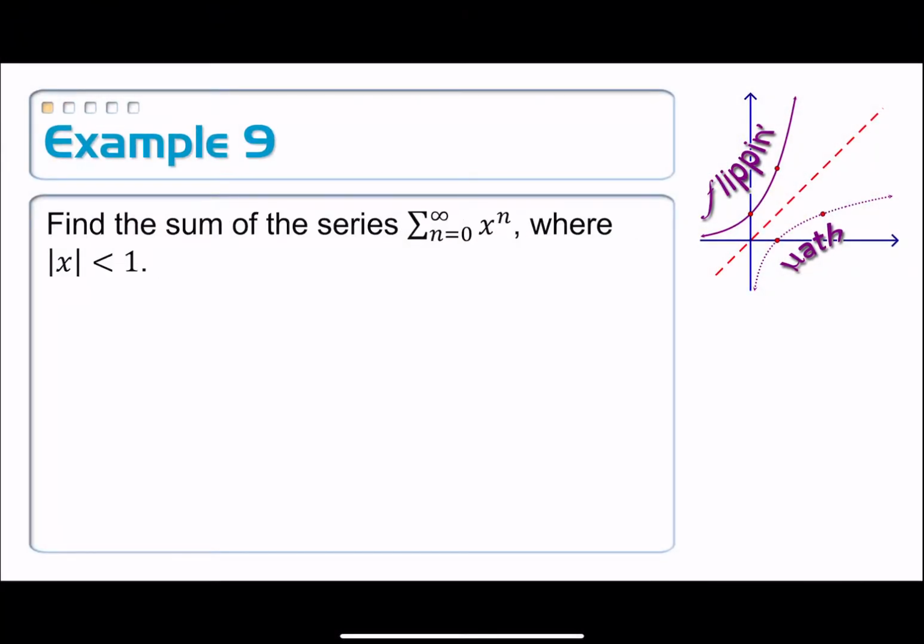Example 9. Find the sum of the series, summation n equals 0 to infinity of x to the n, where the absolute value of x is less than 1. Well, notice that this is set up to look like a geometric series. It's just that instead of having a number in there for the common ratio, it's a variable x. This is an example of what is called a power series. It gives us a sneak preview of what's to come, like where the whole entire unit on series is basically headed.